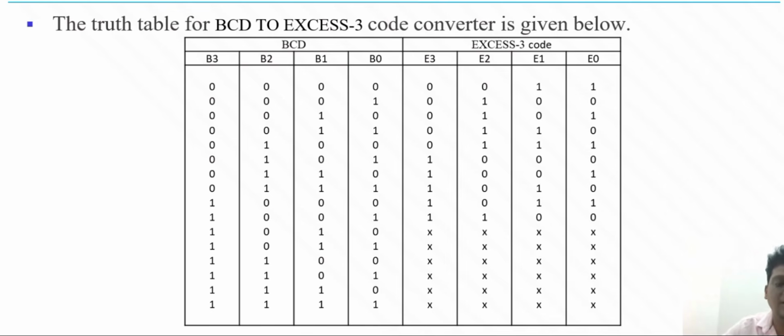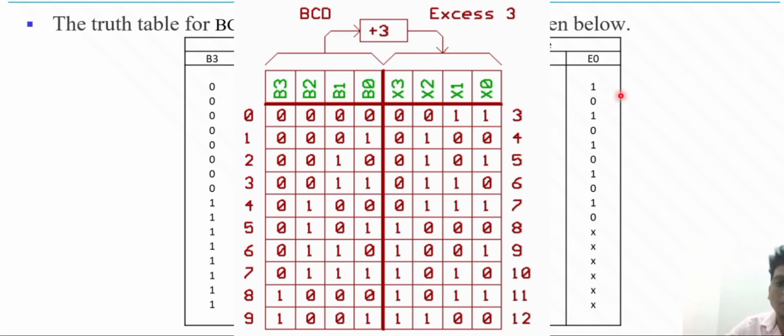BCD to Excess-3 converters. BCD normally starts from 0 and ends at 9. 0 to 9 means it automatically comes under 4 variables. Excess-3 means excess of 3, which means whenever the input is 0, the output is 3. Here you can see 0000, and the output is 0011, corresponding to decimal value 3. For 1, 1 plus 3 is 4. The corresponding binary value for 4 is 0100. When the input is 2, the corresponding output is 5, so 0101.